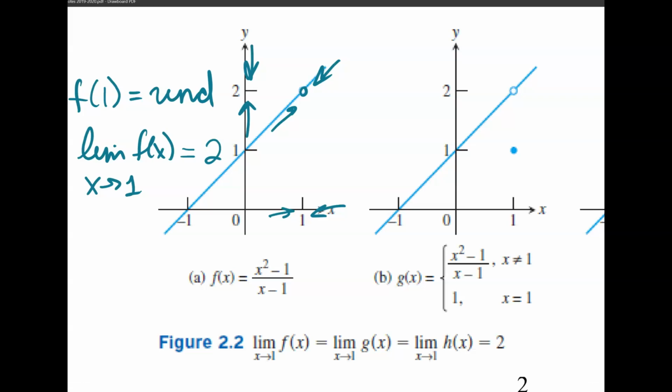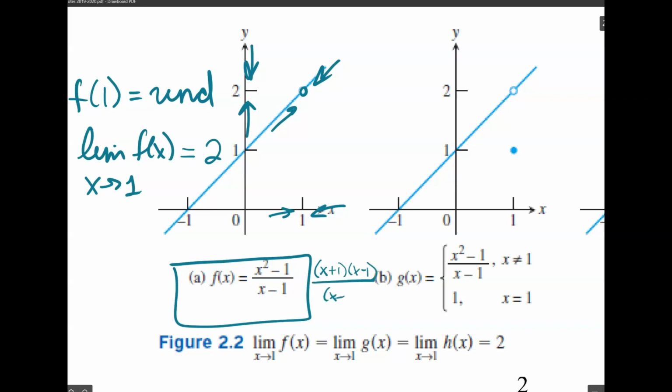Awesome. So this is an example of this function. Notice that this is a removable discontinuity. The reason it's removable is because if I factor x squared minus 1, that's literally x plus 1 times x minus 1. Check it out: x minus 1 cancels out. This is going to be the graph of x plus 1, except x cannot equal 1. Remember how we did this one? Removable discontinuity. Wonderful.